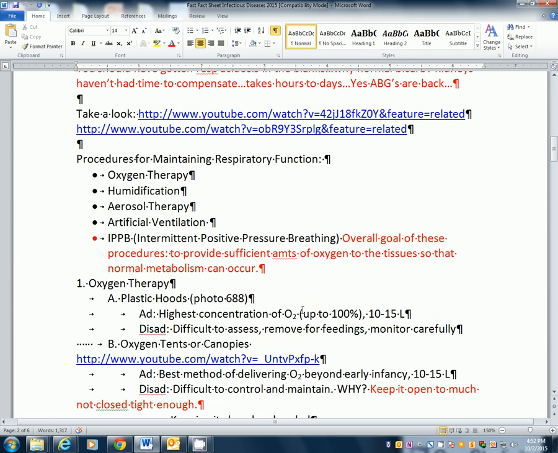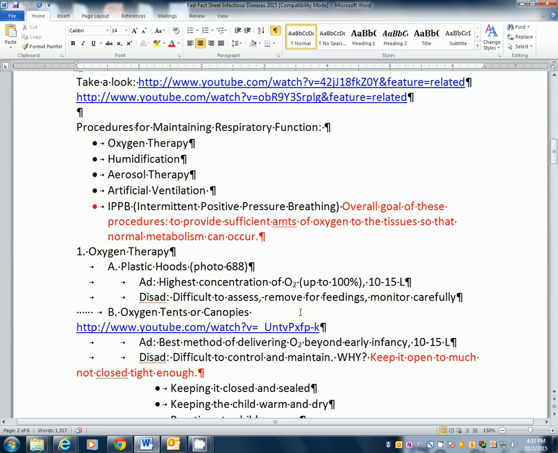Now, looking on page 688, what do you think is the disadvantage? Well, they can be difficult to assess. You have to remove them for feedings because just their head's under that. You have to monitor them carefully because they can get oxygen toxicity from getting too much oxygen. So there are some disadvantages as well as advantages.